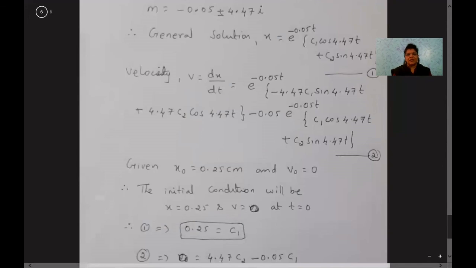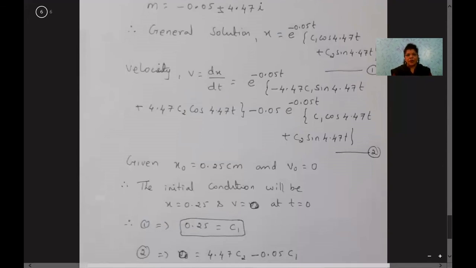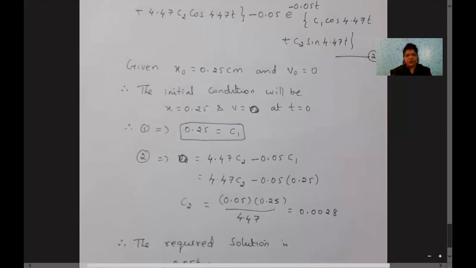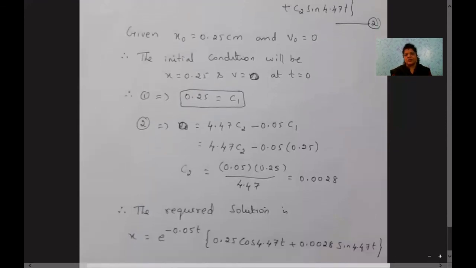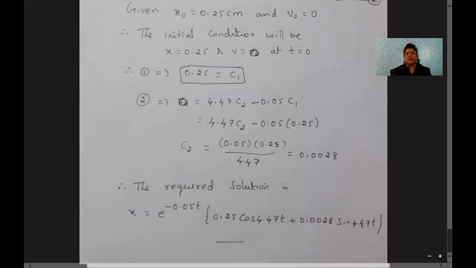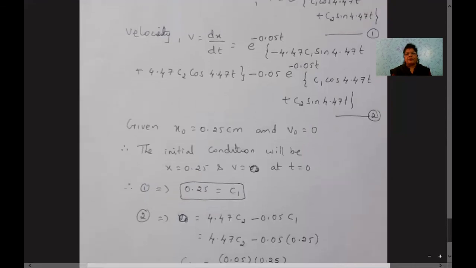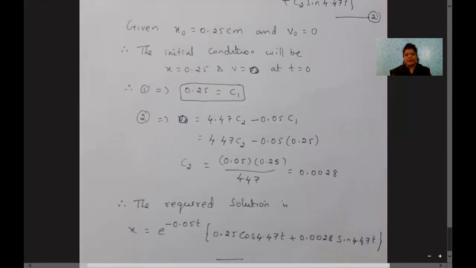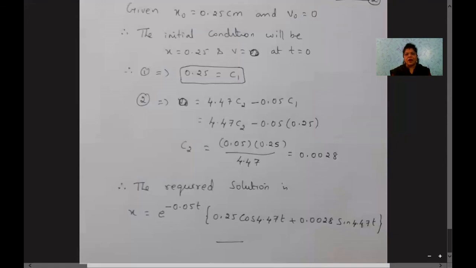Substitute the x naught and v naught value in equation number 1 and 2. We obtain the value of c1 is equal to 0.25 and c2 is equal to 0.0028. Let me replace the value of c1 and c2 in equation number 2. We will get the velocity. In equation number 1, we will get the displacement. They have asked only the displacement. So I'm substituting the values in equation number 1.